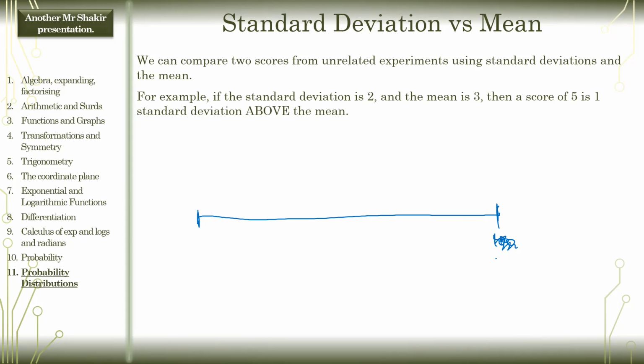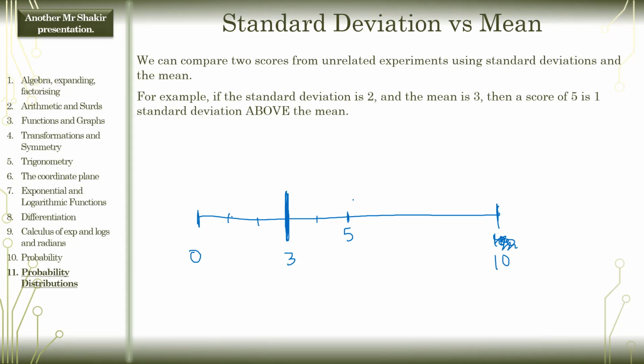Okay, so let's say it's out of 10, and this is 0, and that's 5, and 1, 2, 3, 4. And I'm telling you the mean is 3. The average is 3. And then I say the standard deviation is 2.